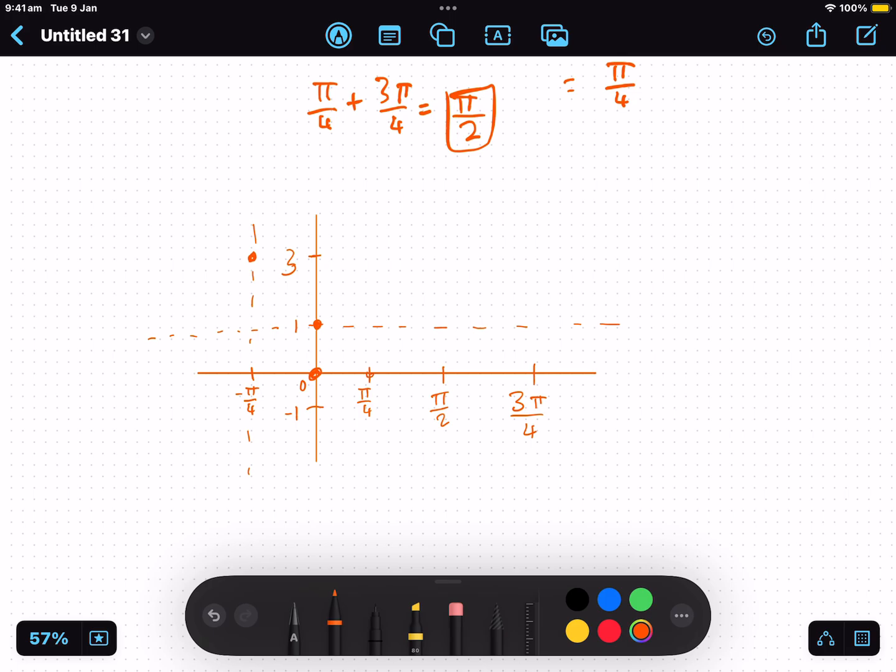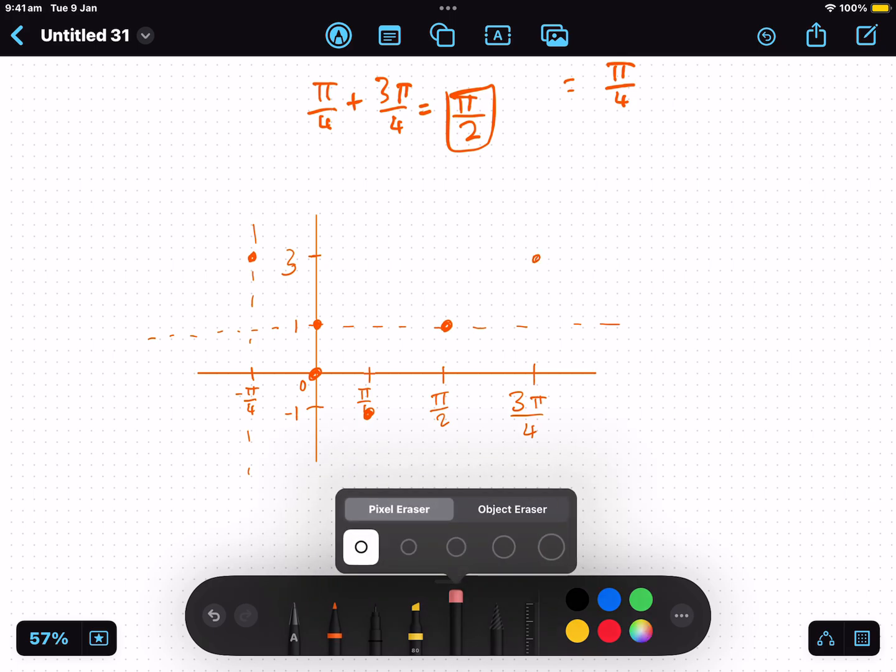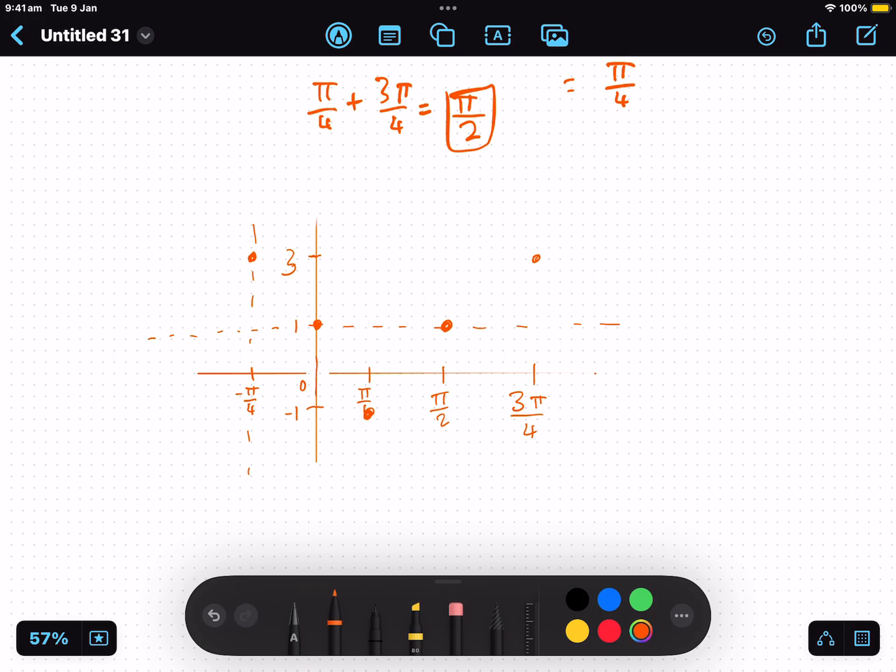And then the next point will be here. Oh wait, no. It'll be right here. Next point will be over here. And the next point will be up here. Let me get rid of that. Oops, I don't need that. Alright. And then we can make our wave. There we go. So that's our one wave.